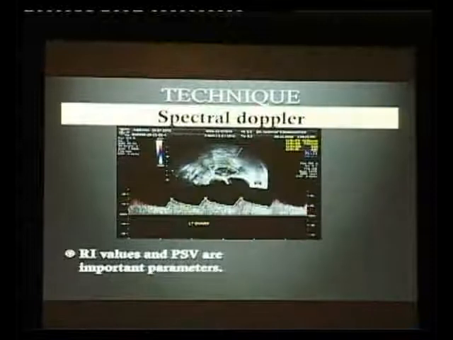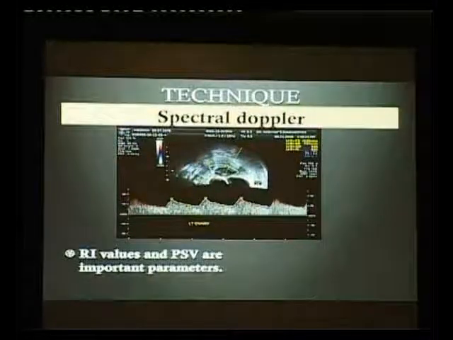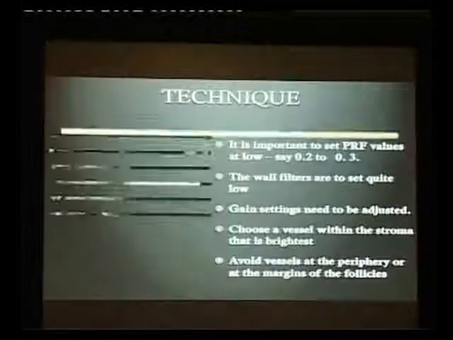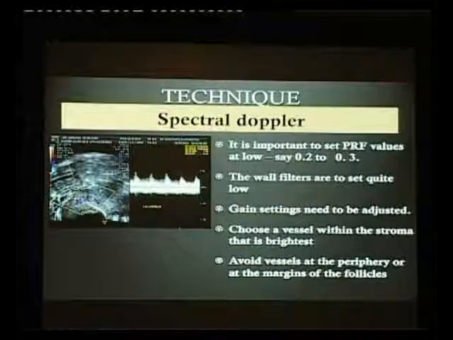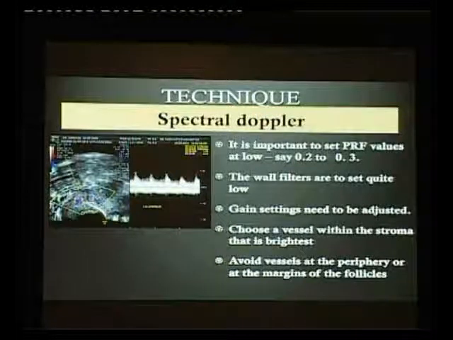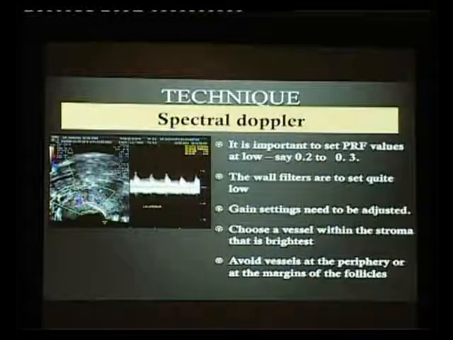Also, we can take a look at the echogenicities of the ovaries, and we are doing spectral Doppler of the ovarian stromal arteries now. The RI values and peak systolic values are important here. But before we go about doing a Doppler, we must remember to set the PRF values at a lower level, say 0.02 to 0.03. The wall filters are also set quite low. Gain settings need to be adjusted, and we need to choose a vessel within the stroma that is the brightest. And we have to avoid the vessels at the periphery of the follicles, because those vessels belong to that follicle and not to the ovarian stroma.